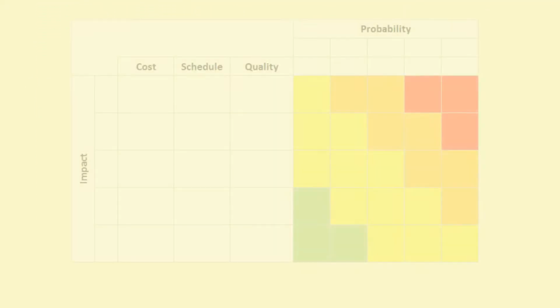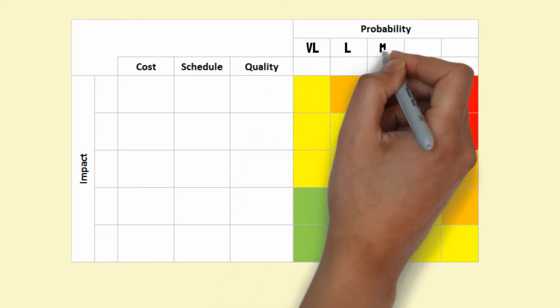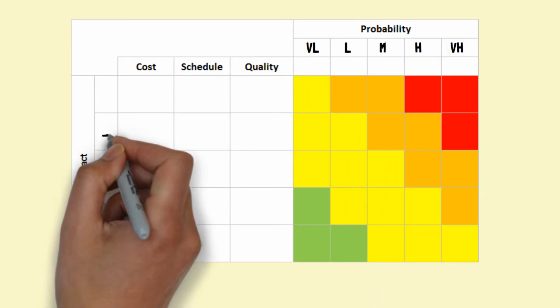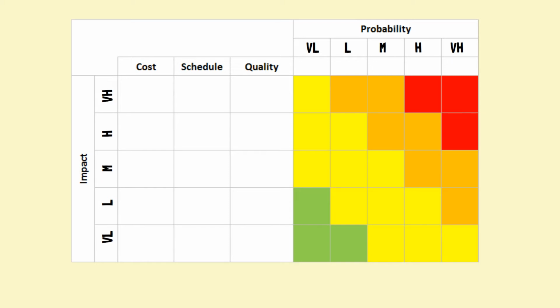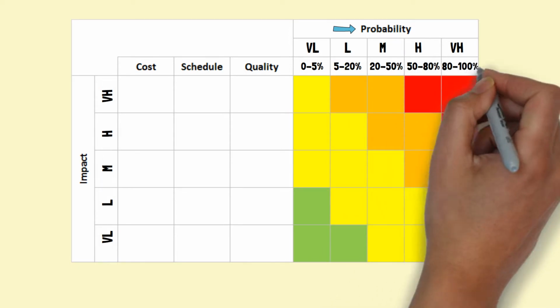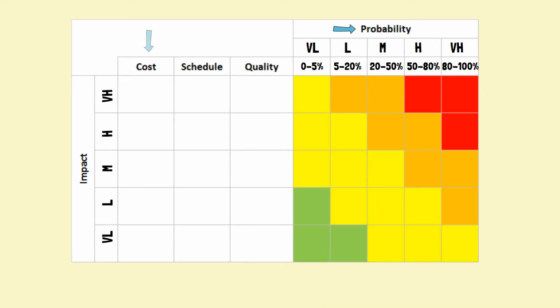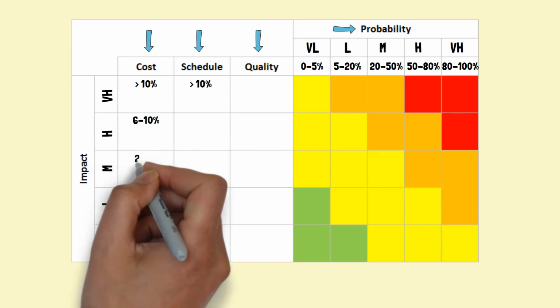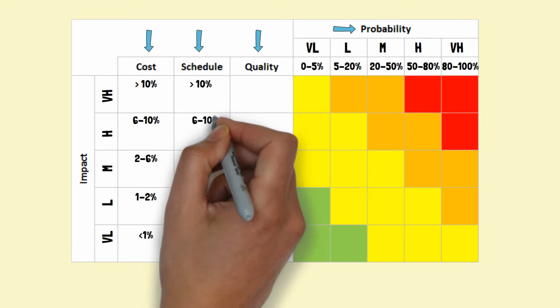John has decided to use a 5 by 5 RAM with descriptions of very low, low, medium, high, and very high as the scales. The value ranges for scales need to be predefined before the risk assessment. John first defines the probability ranges for each scale, based on his understanding of probability. Next, let's look at how John defines the impacts related to his goals. For cost and schedule impacts, he first sets the very high impact as increase in more than 10% of base cost and duration. Then, John starts deriving the impact ranges for other scales.